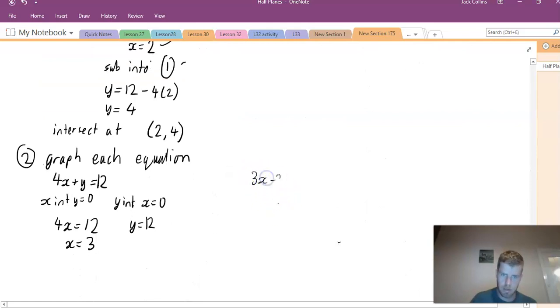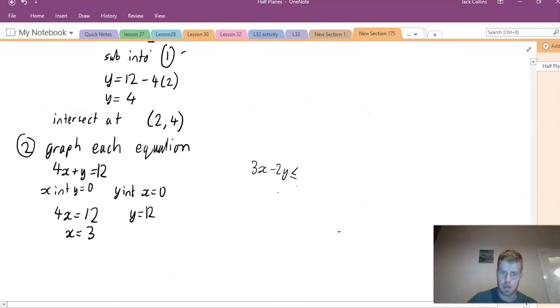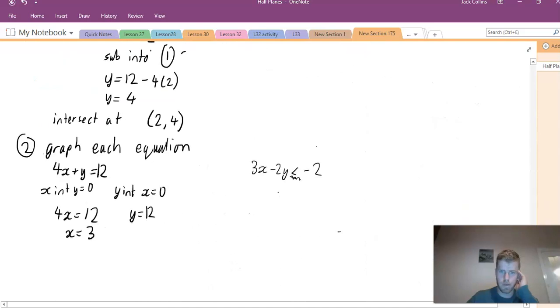2. 3x minus 2y is less than, sorry, not equal to or less than, just less than negative 2. Just going to double check that's accurate. Yeah. Great, so same process, and you can have a crack at this, pause the video and have a go at this. X-intercept when y equals 0, so 3x is equal to negative 2. X is equal to negative 2/3.